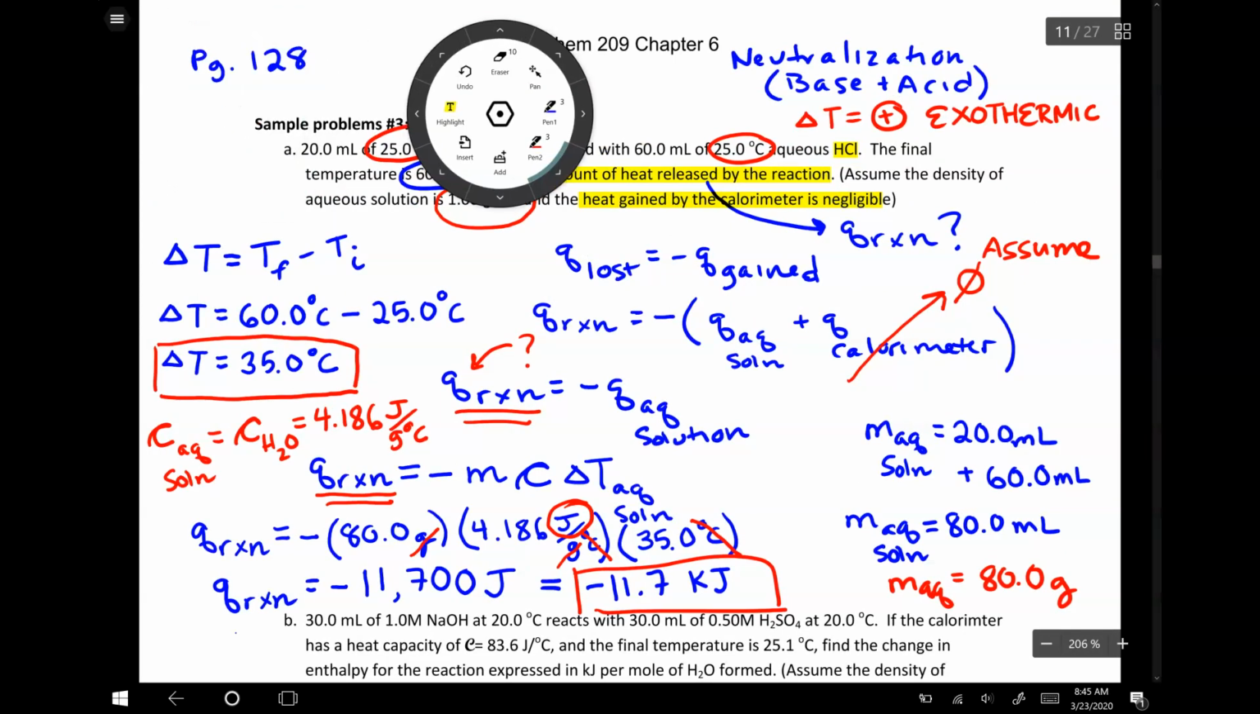It makes sense that I have a negative sign here because remember we said that this is an exothermic reaction. The temperature went up, the reaction must be releasing heat, and to communicate that it's an exothermic reaction, we have to have that negative sign in our problem here. So this is the answer. This is Q reaction, how much heat is being released when I mix 20 mils of base with that 60 mils of hydrochloric acid.